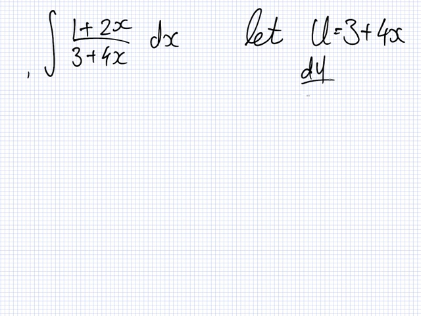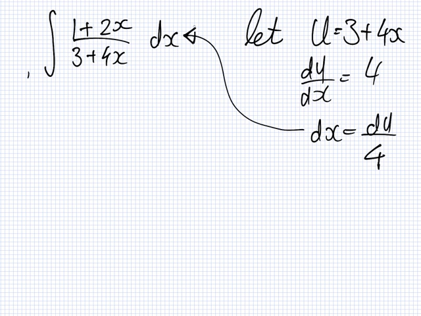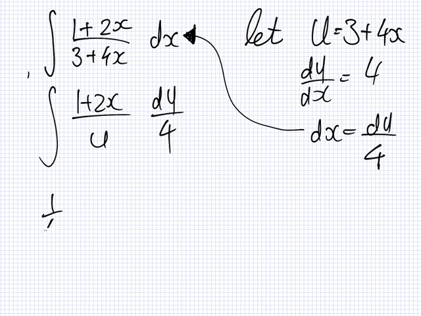du dx, what does that equal? 4. So dx equals du over 4. Put that back in. So here we get 1 plus 2x over u du over 4. So you get a quarter of the integral of 1 plus 2x over u du.